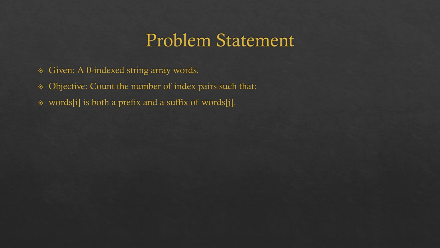Here's the problem statement. We are given a list of strings or words. The goal is to count how many pairs of words satisfy the condition that one word is a prefix and also a suffix of another word in the list. In other words, for two words at indices i and j, we want to check if the word at i is both the beginning and end of the word j.